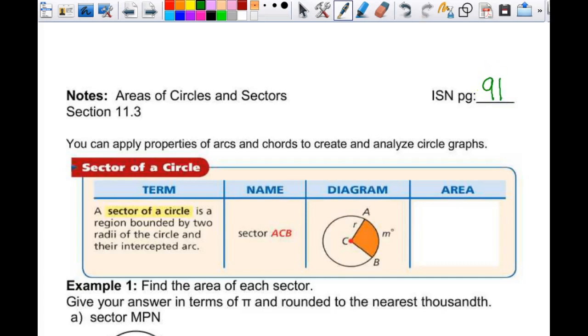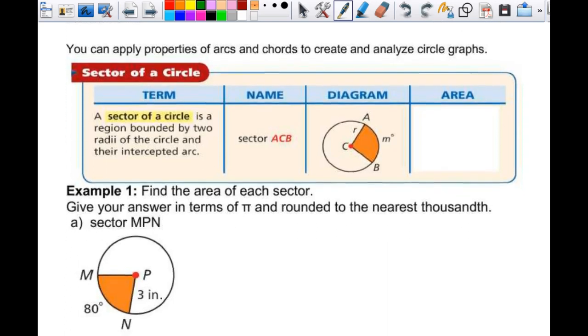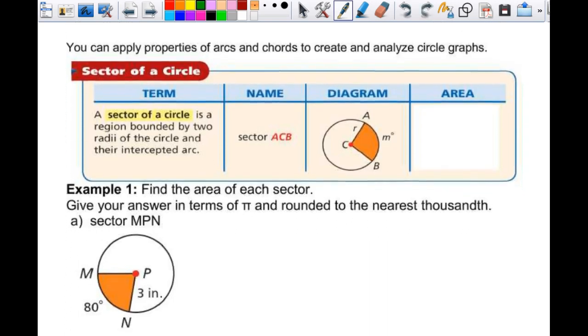So yesterday we looked at arc length, and today we're going to look at the area of a sector. Arc length is part of the circumference. Sector area is part of the area, just like it sounds. Now, what a sector is is something that maybe you haven't seen before. I don't know that we have talked about it before, but let's just talk about what a sector is.